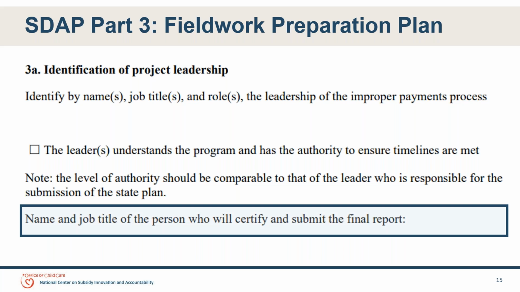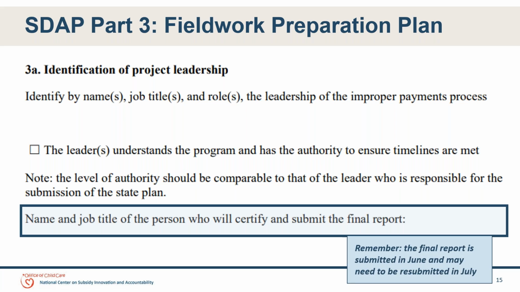Moving to the next item, give the name and job title for the person who will certify and submit that final report, the ACF 404 Improper Payments Report. Keep in mind that the report is submitted in June, and if you need to make any changes to it, you might need to resubmit in July. So we always like to throw this out there that if your person that's designated to certify and submit likes to go on summer vacation in late June or July, you might wish to designate a backup person who can also certify and submit. It's never a bad idea to have a backup.